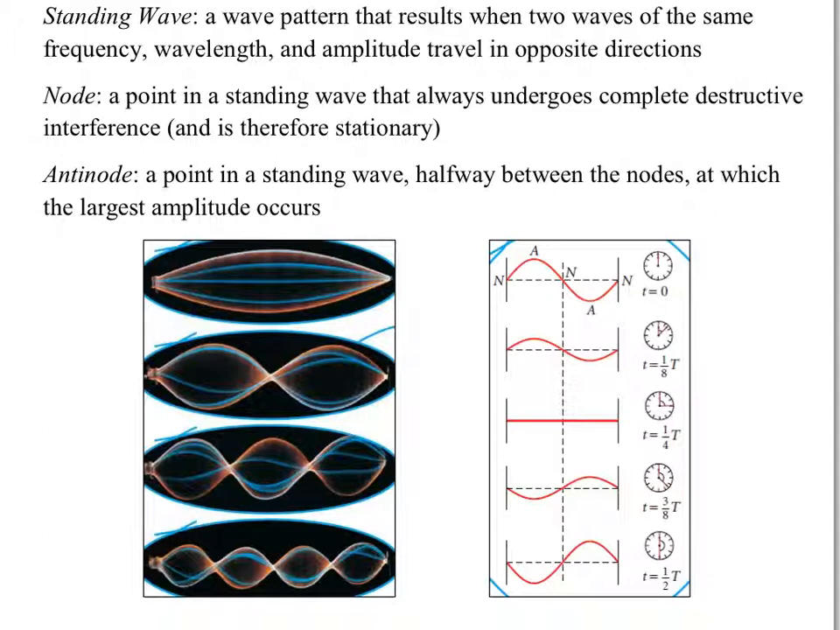Now, the opposite of a node is an antinode. An antinode is a point that's halfway between the nodes, where the largest amplitude occurs. So, right here, and right here, you have antinodes. Right here, you have an antinode. In this third one down, you have 1, 2, 3 antinodes. So the antinodes are like, if you took a vertical line and connected the min and the max, that's an antinode right there. That's another one. That's another one for this wave. For this piece down here, you have 3 antinodes. For this one, you have 4 antinodes.